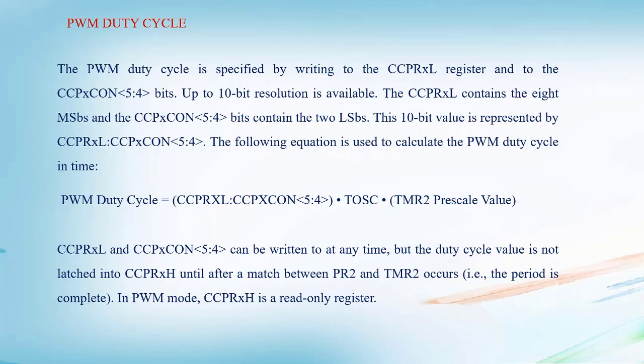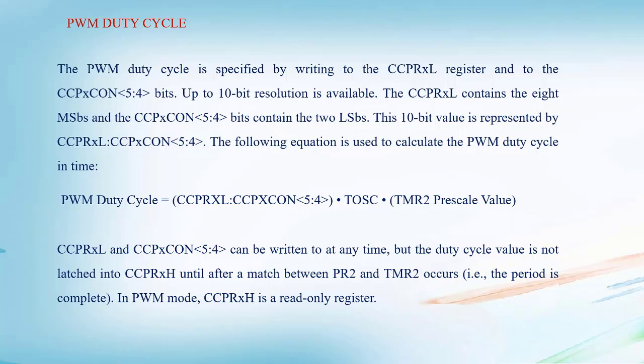The PWM duty cycle is specified by writing to the CCPRxL register and to the CCPxCON register 4th and 5th bits. Up to 10-bit resolution is available. The CCPRxL contains the 8 MSBs and the CCPxCON register 4th and 5th bits contain the 2 LSBs. In total, this 10-bit value is represented by CCPRxL and CCPxCON 4th and 5th bits.